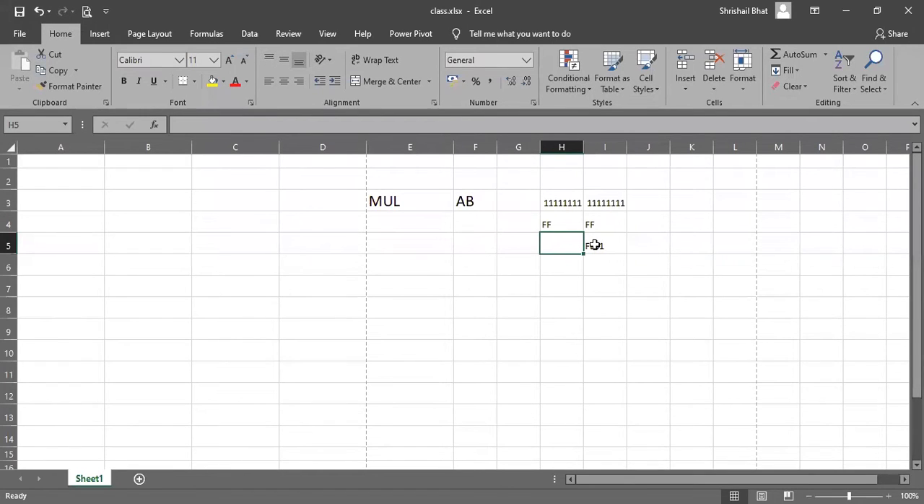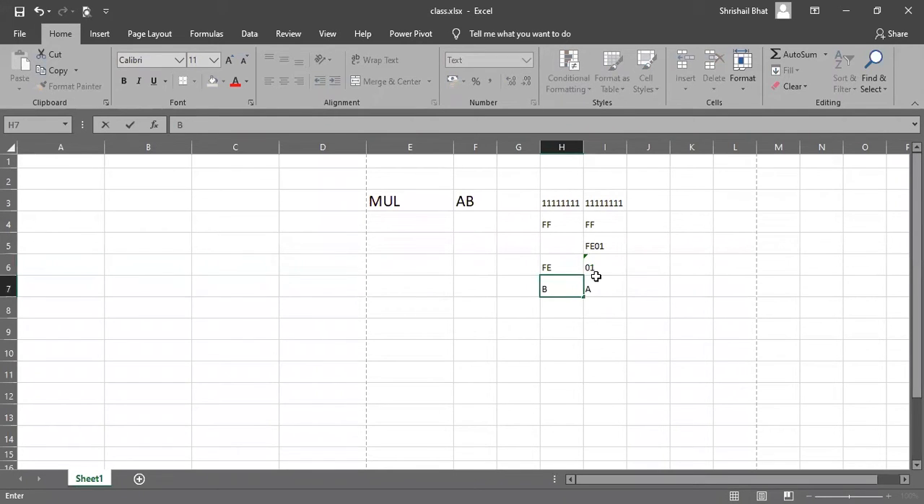So the product is FE01. Out of this FE01, the lower byte is 01, right? And the upper byte is FE. Is this visible, or should I increase the size? Okay. The lower byte is 01, upper byte is FE. So this 01 will be copied into A, and FE will be copied into B.